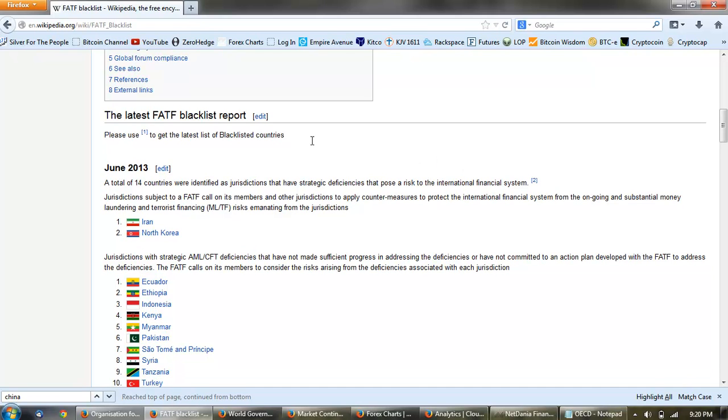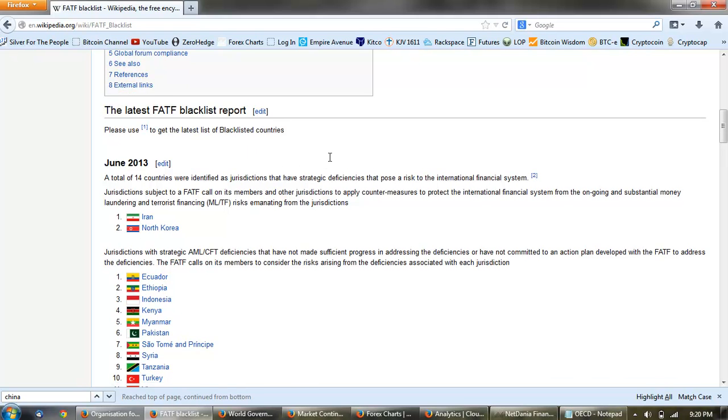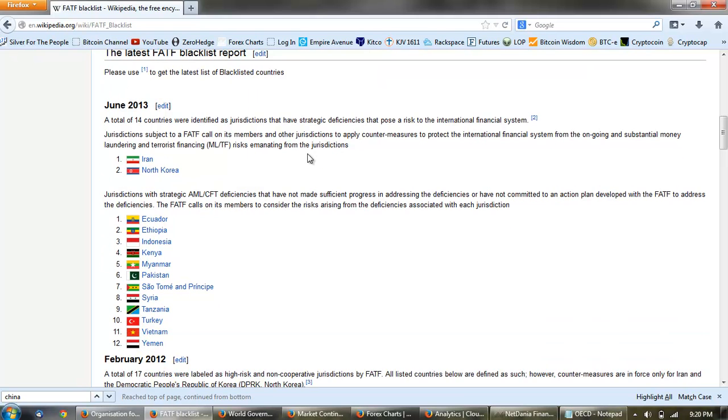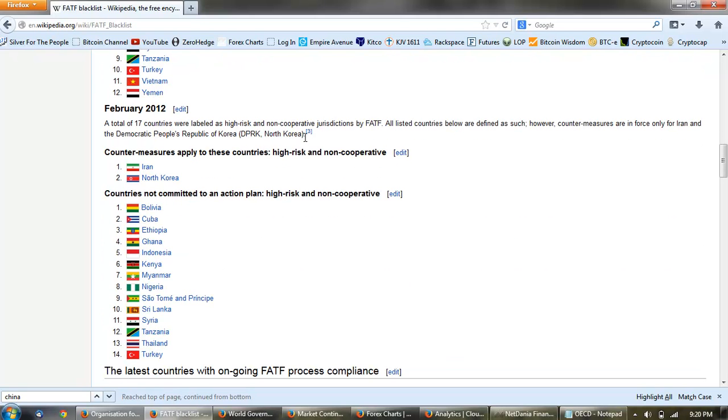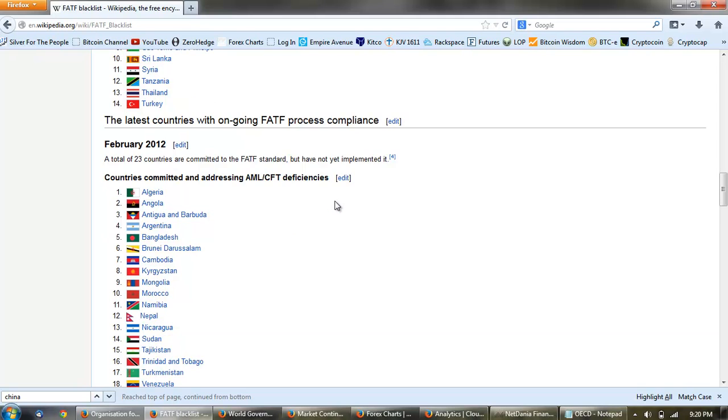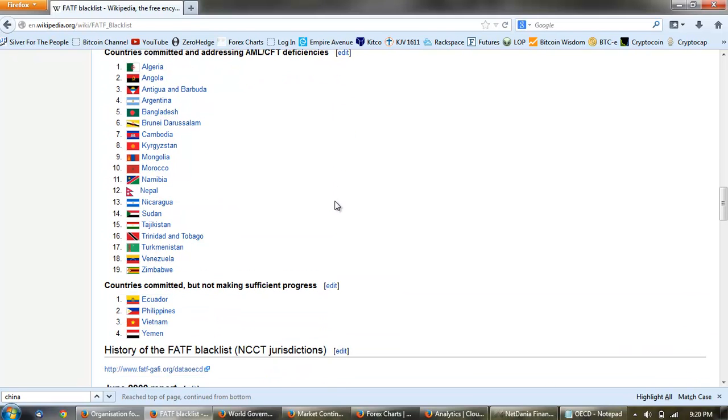But let's look at these countries here. Here's the FATF blacklist. And there's two countries at the top that are identified that are subject to restrictions. And of course, here we go: Iran and North Korea. There's the two. Now, these are countries with deficiencies. And you can see that list. And then we have countries not committed to an action plan, countries committed that have deficiencies.